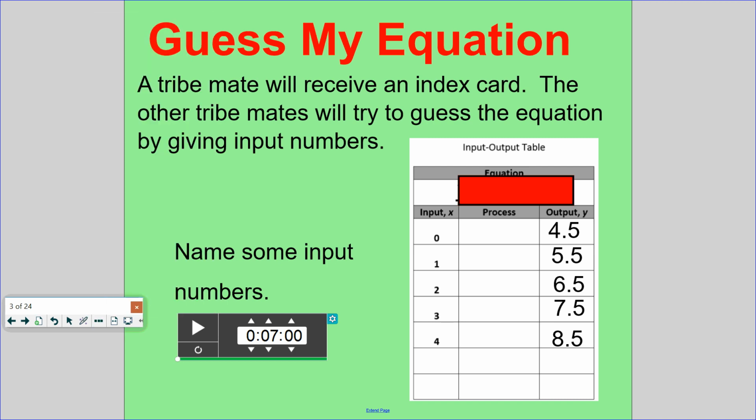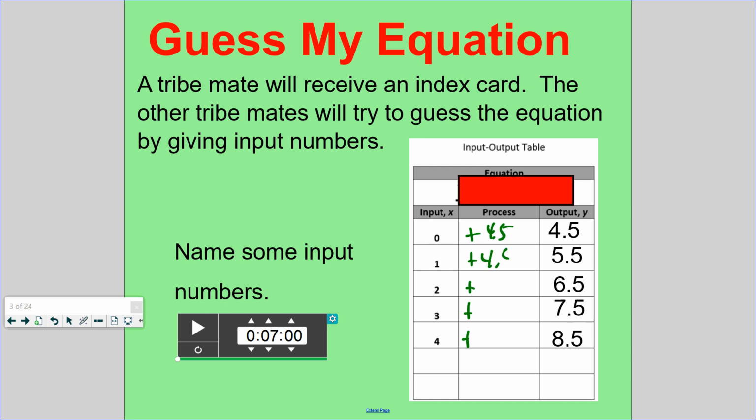1 to 5 and 5 tenths. 2 to 6 and 5 tenths. So you input a 3, it comes out at 7 and 5 tenths. Input a 4, comes out 8 and 5 tenths. What can I multiply? Well, you can't multiply 0 by anything to get 4. 0 times any number. So I don't think it's multiplicative. I think it's additive.